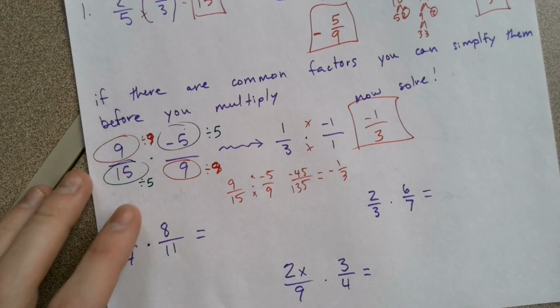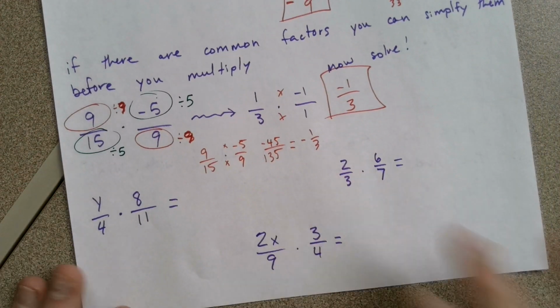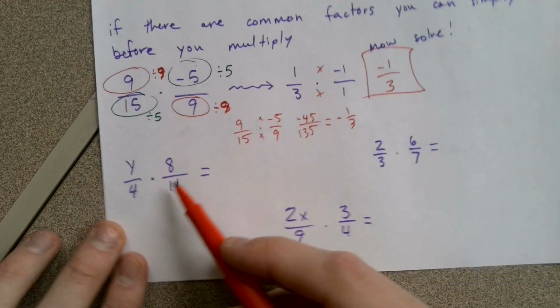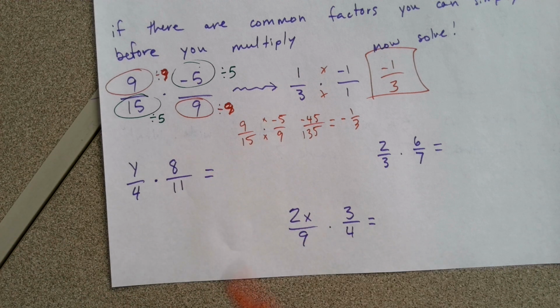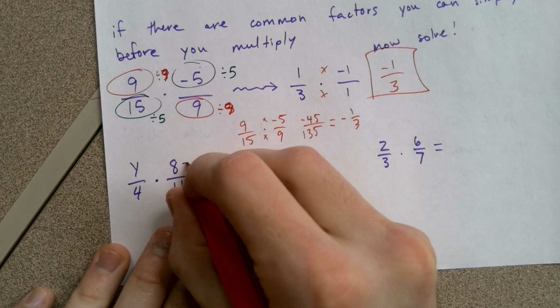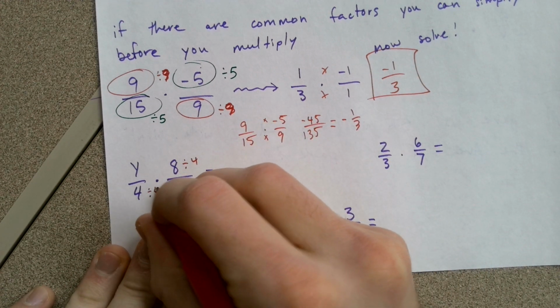You gotta find them first. You don't even have to do all of them if you don't want to. You can just do some of them and then simplify later. Let's take a look at this one right here. What can maybe two of these be divided by? I'm noticing something right here. I notice this 8 and this 4 can both be divided by 4. So that's what I'm going to do.